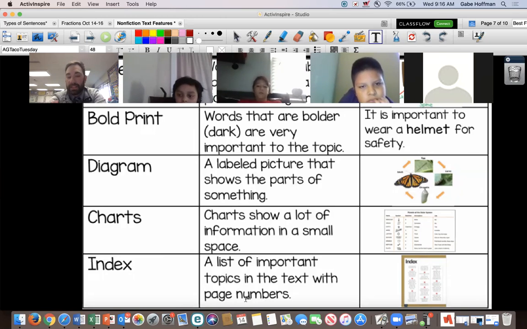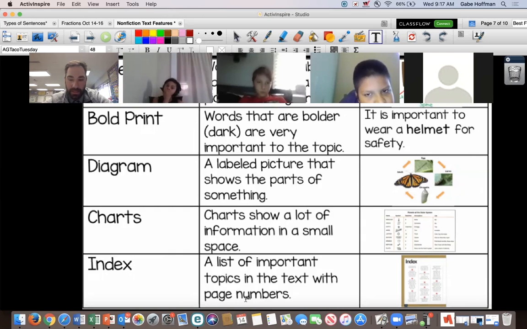Yeah, so usually an index is in the very back of the book, you guys. And let's say you're reading a book about presidents and you want to look up Abraham Lincoln, you can turn to the back of the book and look up Abraham Lincoln. It's usually in alphabetical order. And it'll say what pages in the book you can go to read about Abraham Lincoln. So that's what an index does.